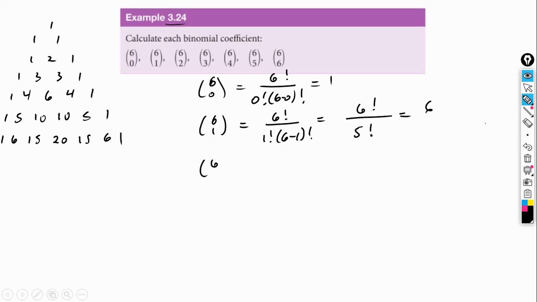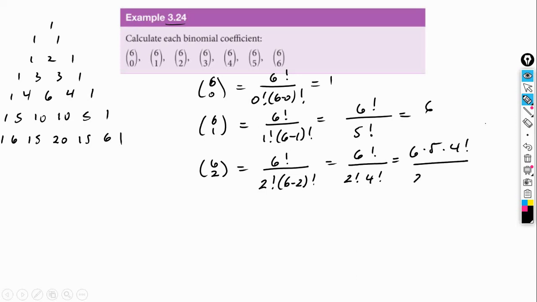Then we have 6 and 2. So this would be equal to 6 factorial over 2 factorial times 6 minus 2 factorial. And this is 6 factorial over 2 factorial times 4 factorial. But then again, this is going to be 6 times 5 times 4 factorial, and this over 2 factorial times 4 factorial. This would cancel out. Now 2 factorial is just 2, because it's 2 times 1. So then this would be gone together with this, right? We would just divide both by 2. So we're going to get here 15.